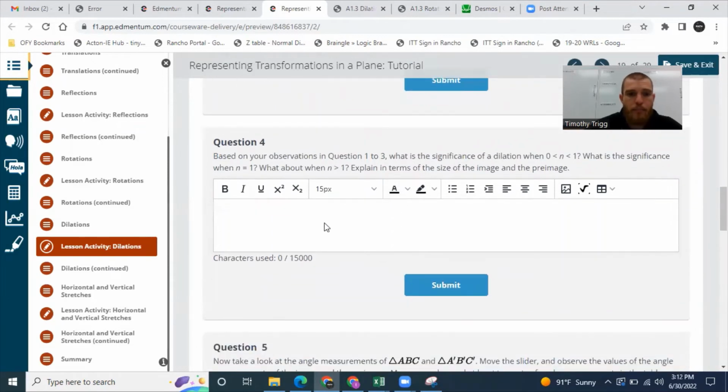Go ahead and pause it there. Based on your observations, questions 1 to 3, what is the significance of a dilation of 0 less than n less than 1? What is the significance of n equals 1? What about n is greater than 1?